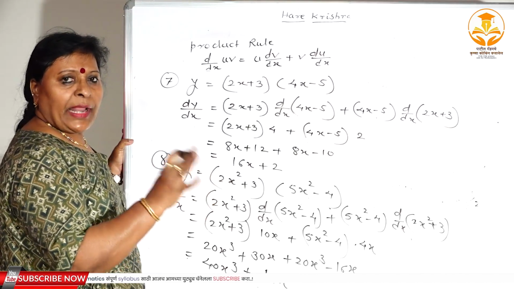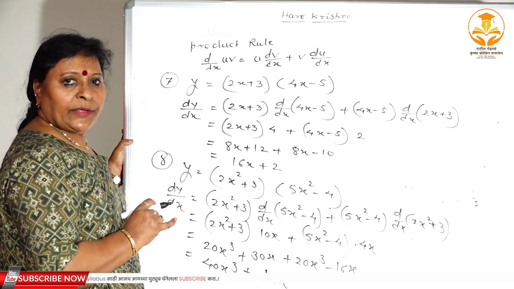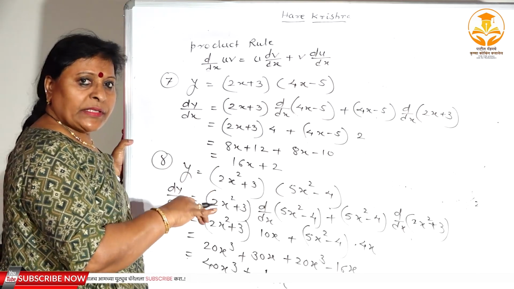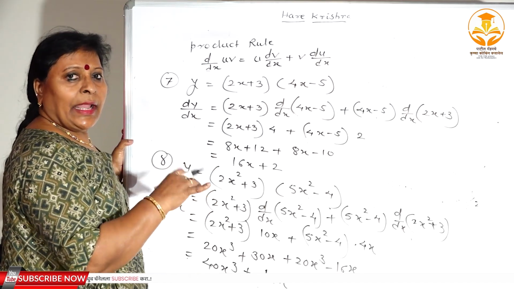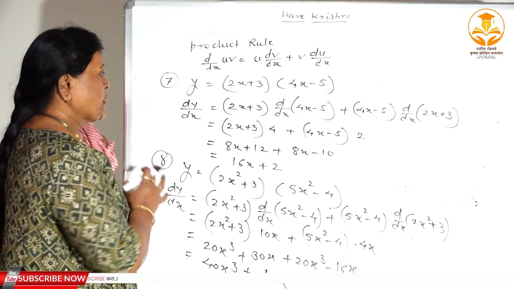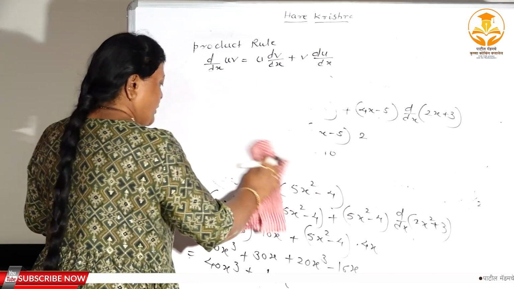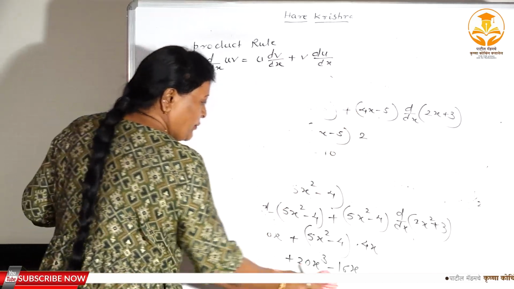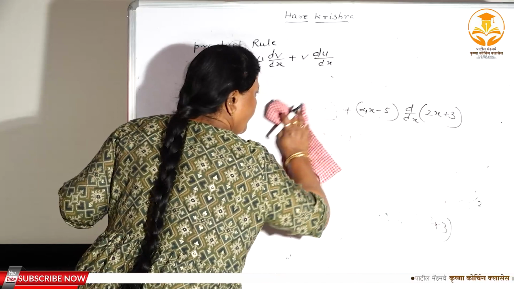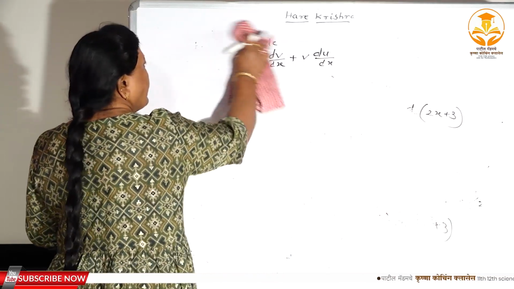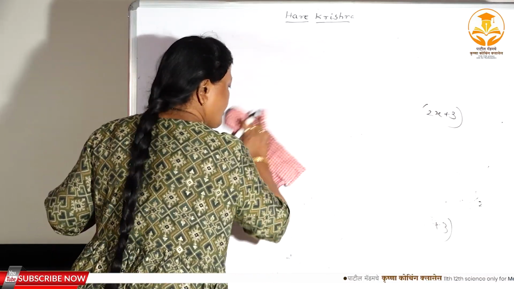Right? One function remains as it is, take the derivative of another function, first another, plus another function remains as it is, and take the derivative of the first function, isn't it? These problems are sufficient for the product rule, isn't it? Now I will take the division rule. See, division rule.